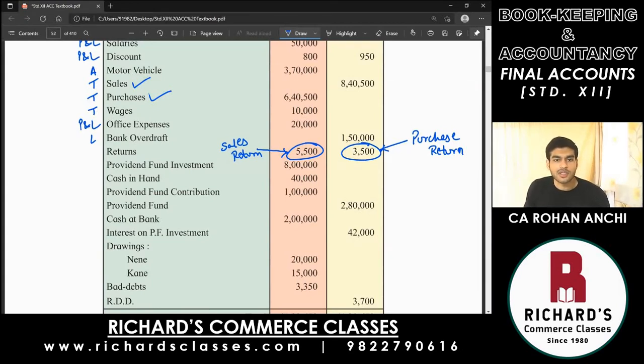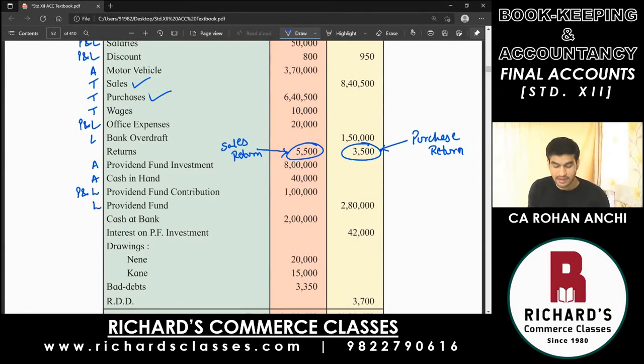Continue. Next, now the new item, provident fund investment. Where will you write? Assets. What discussion have we had? It will come on the asset side. Okay. Cash in hand. Assets. Provident fund contribution. P&L account. Yes, this is an expenditure. So profit and loss account.